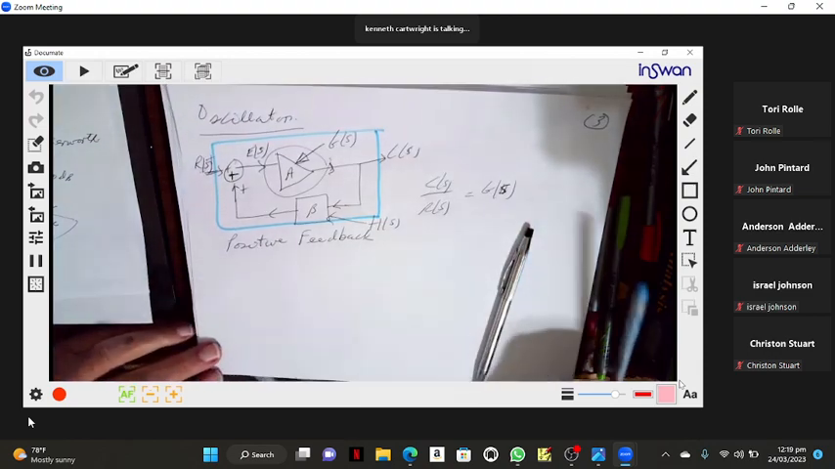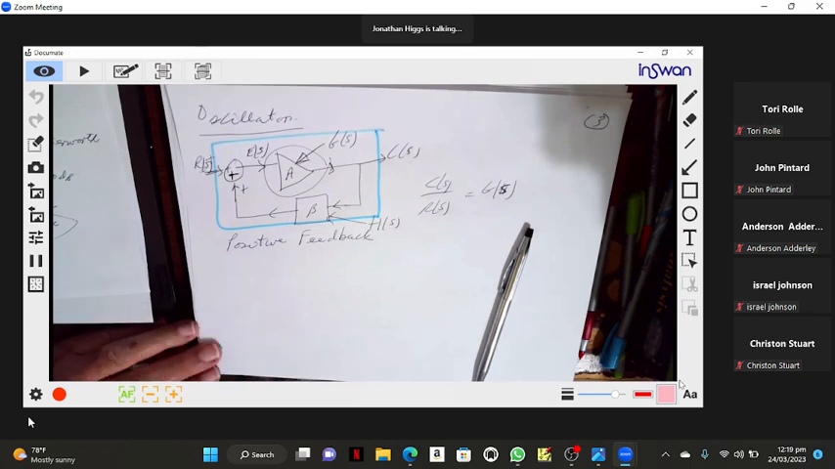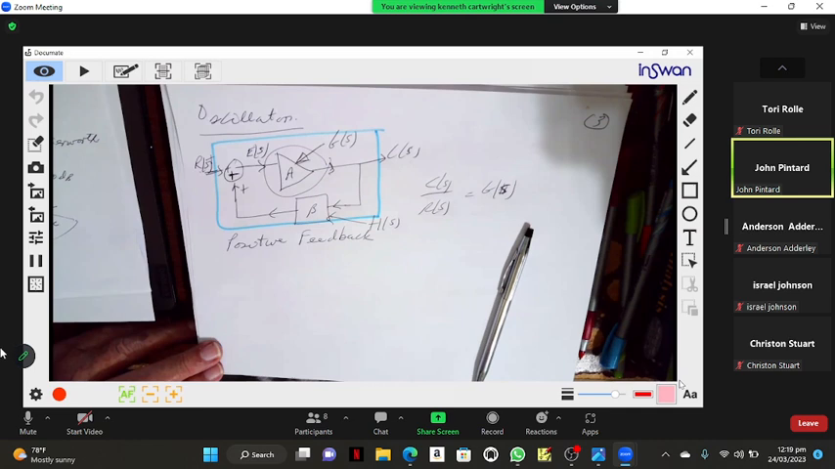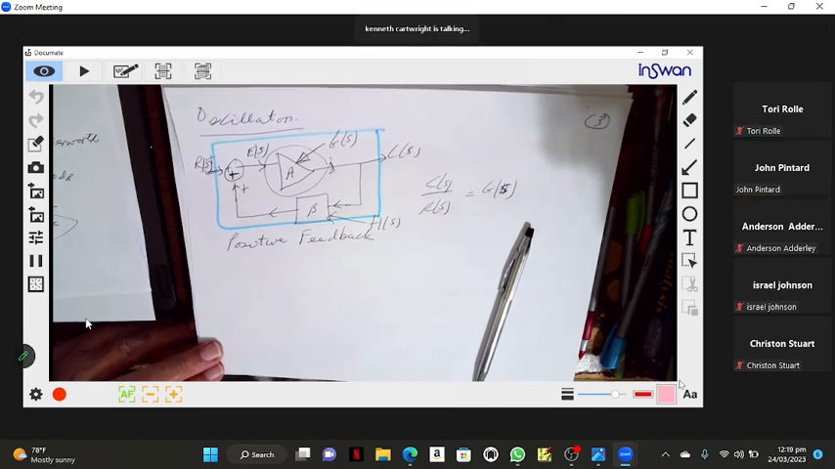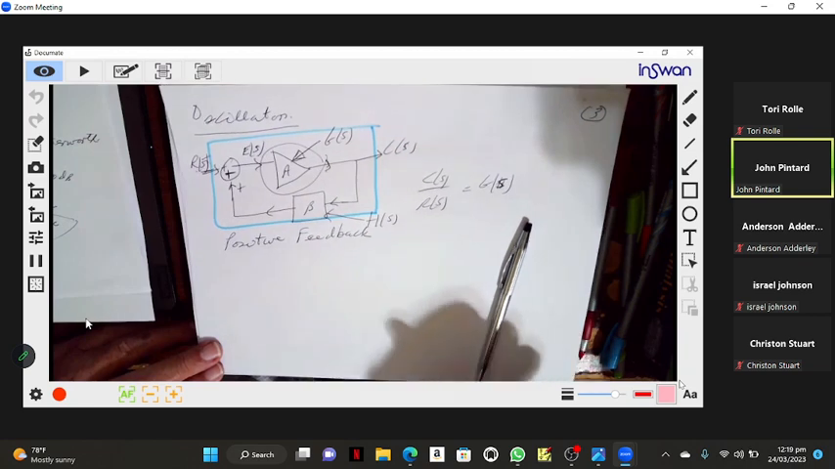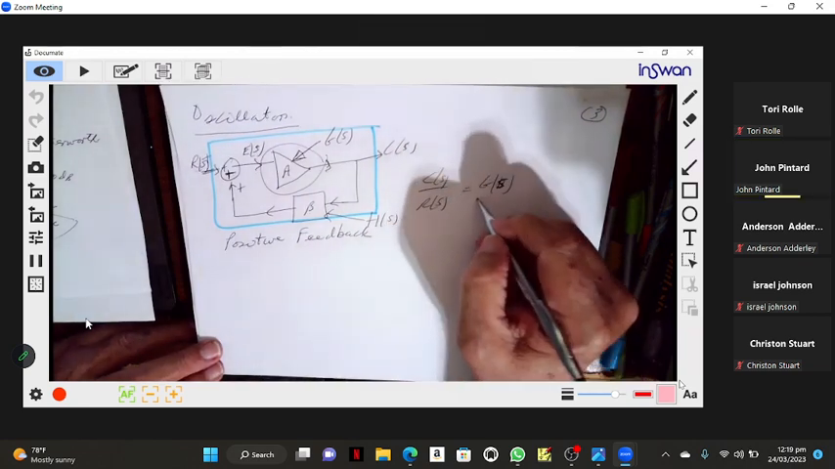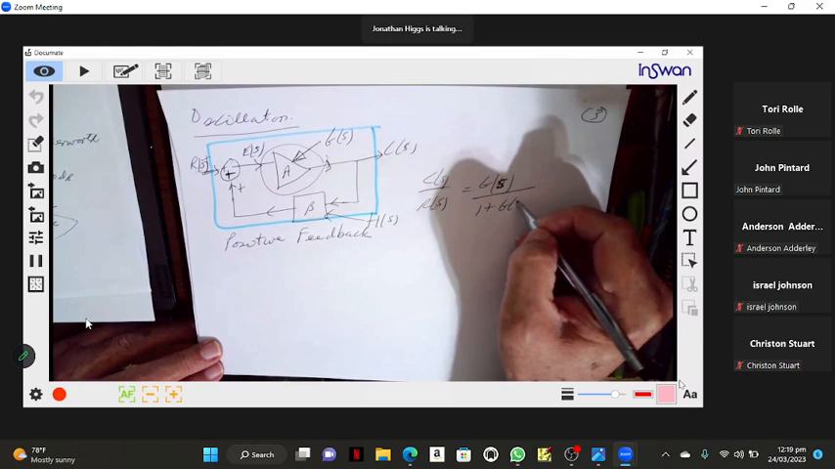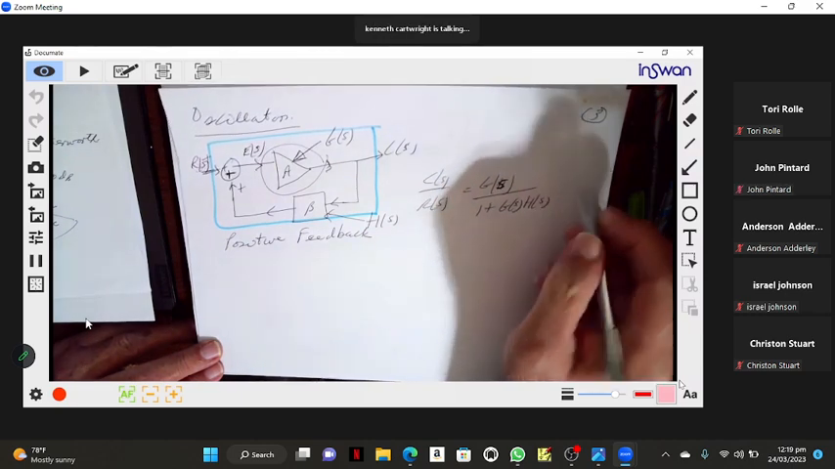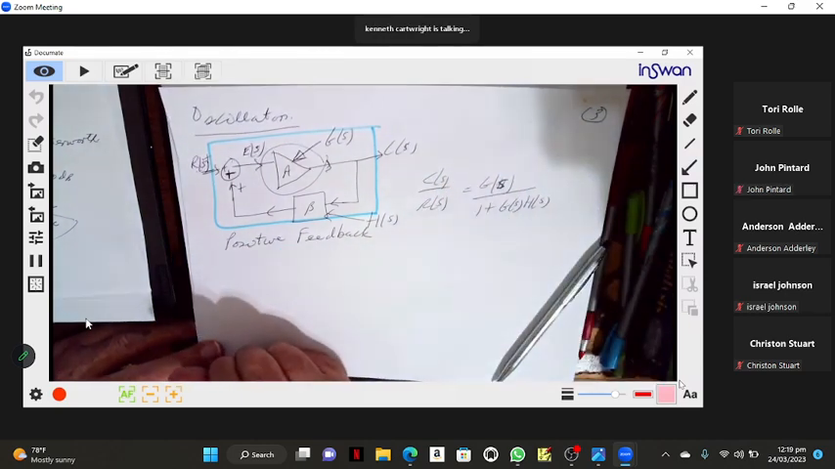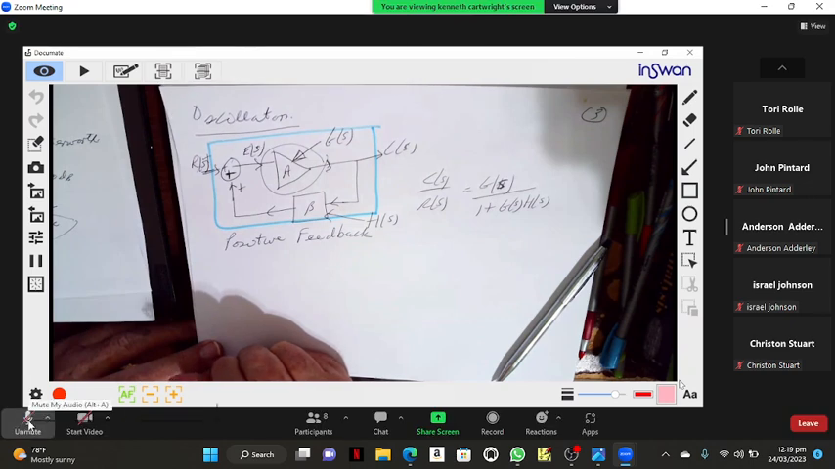You mean like the closed loop transfer function? Yes, that's the closed loop transfer function you're asking for. And what is it equal to? G of S over 1 plus G of S times H of S. Yes. Listen, you may have been trying to say it, but you didn't say it.